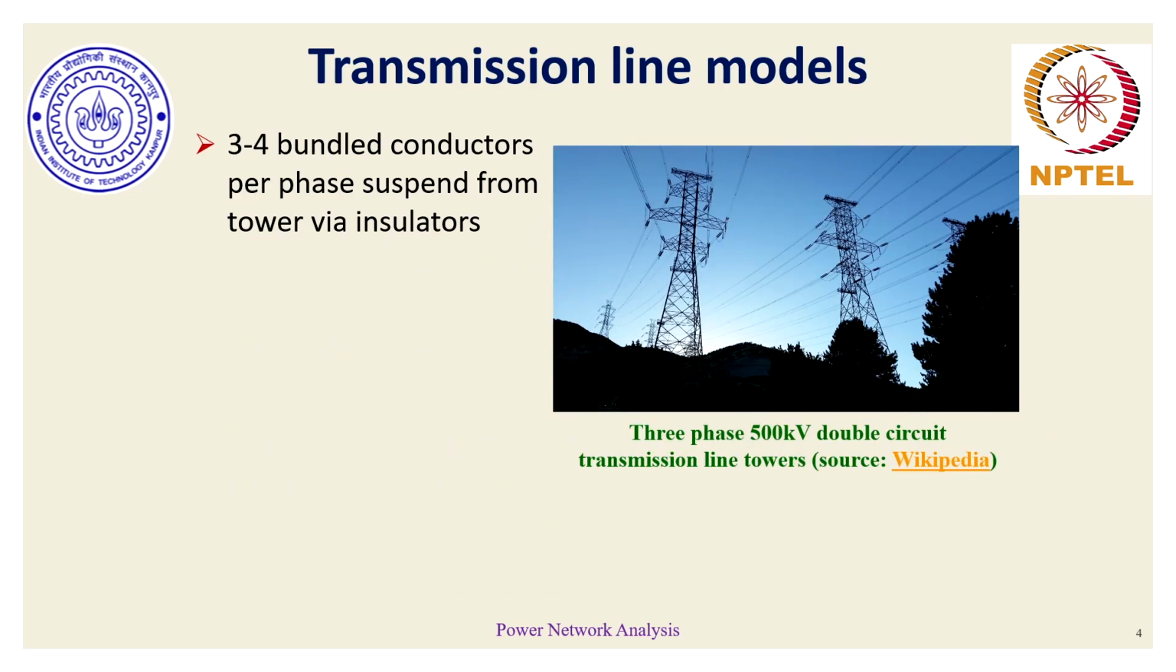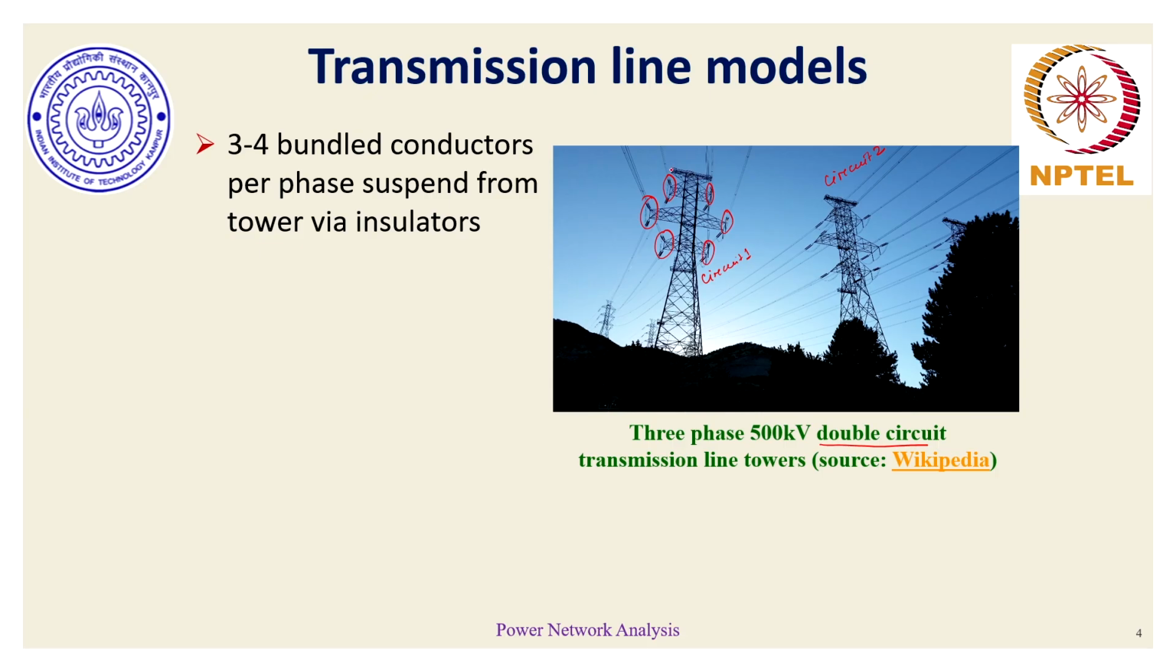Coming to transmission line models, what is shown in this figure is a typical three-phase 500 kilovolt double circuit transmission line. Why is it called a double circuit? Because one circuit pertains to each of these individual towers. This is circuit number 1, this is circuit number 2, and in each of these circuits we can see there are 3 dedicated phases which can be clearly marked, and along these 3 phases there are also double circuits present along each transmission tower.